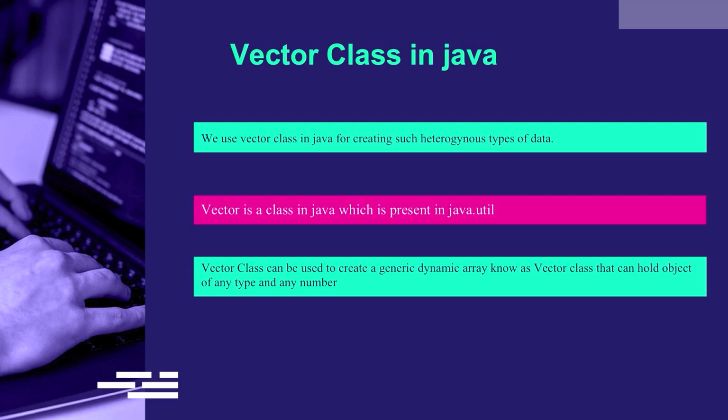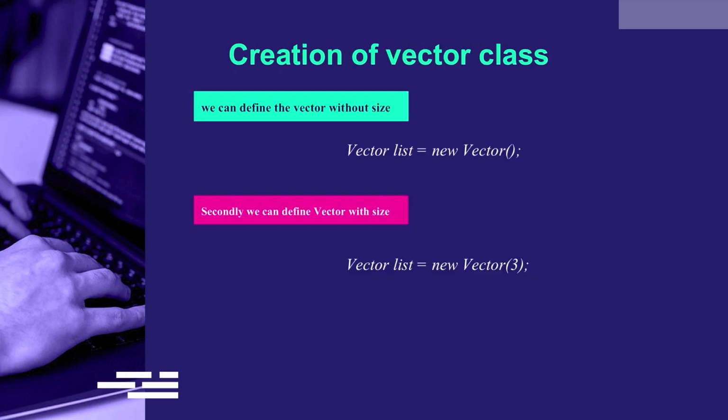Java has lots of packages, and each package contains classes and methods. The Vector class can be used to create a generic dynamic array that can hold objects of any type and any number. That means a Vector can be used as a generic dynamic array, whereas in an array we cannot use data elements dynamically.